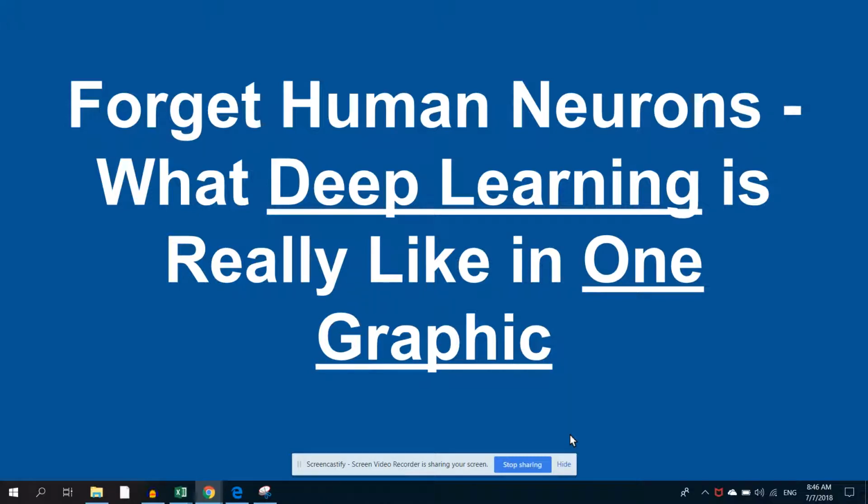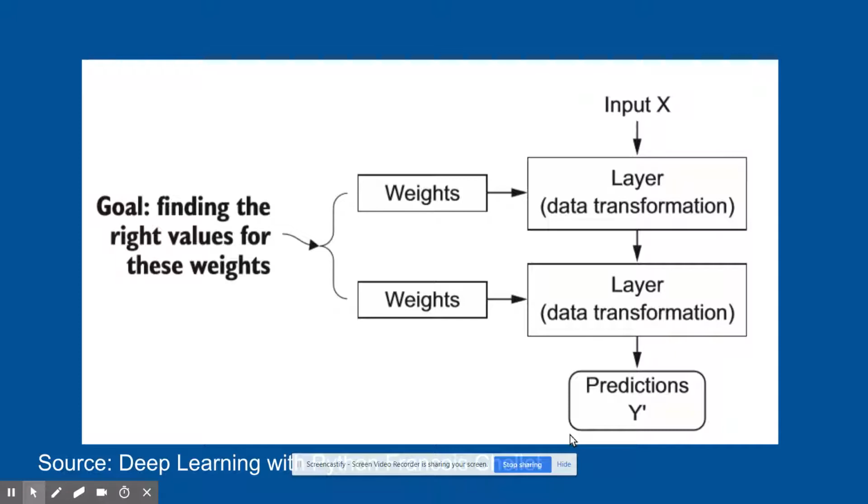So here it is. And the source here is Francois Chollet's Deep Learning with Python. If you have not read this book, go buy a copy right now. Francois Chollet's Deep Learning with Python. This is in chapter 1. And I think this diagram is beautiful.